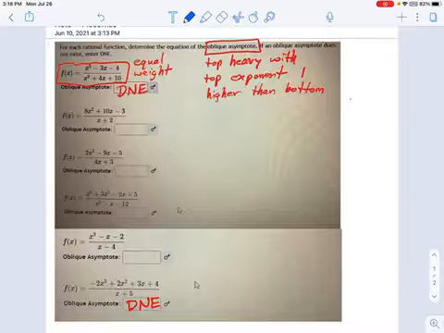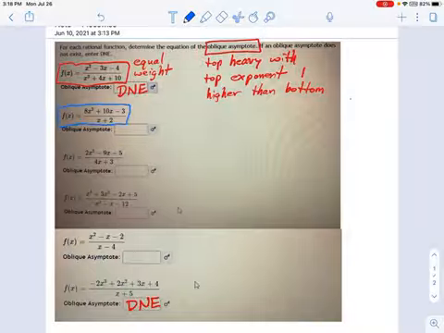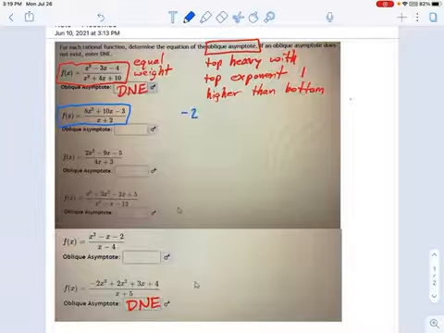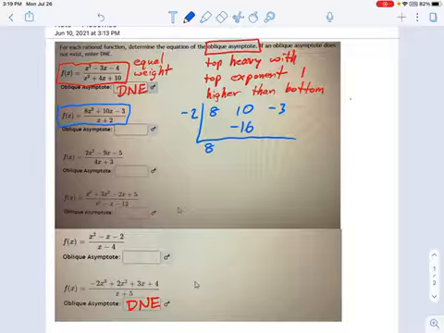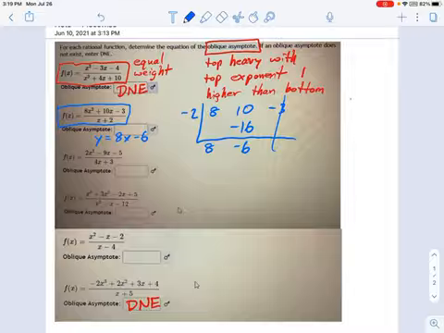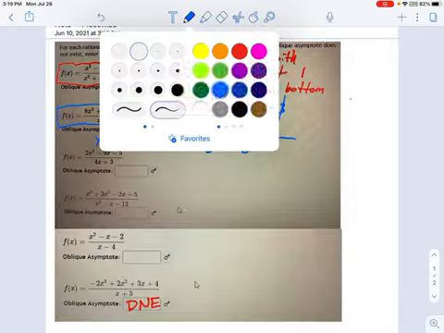So let's start with this one right here. I'm going to find the oblique asymptote for this equation. And what I'm going to do is set up synthetic division. Right, -2 comes from the bottom. 8, 10, and -3 are the coefficients from the top. So you just work through your synthetic division. You should be fast at this by now. Okay, we don't need to worry about the remainder column. It's just 8x minus 6. So that's y equals, don't forget the y equals, 8x minus 6. All right, and that is it.